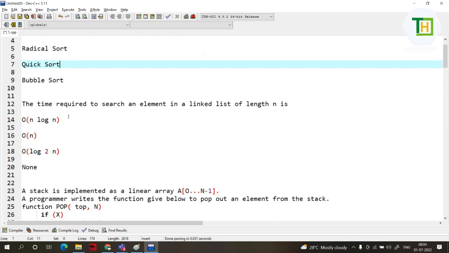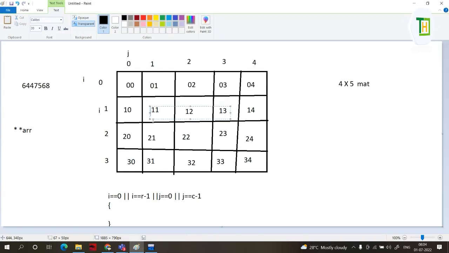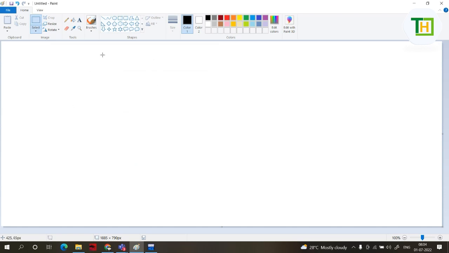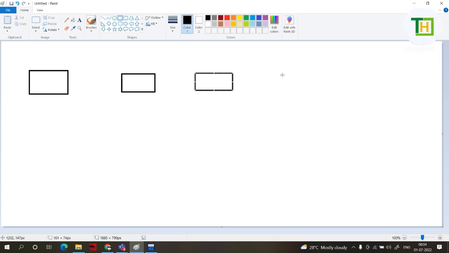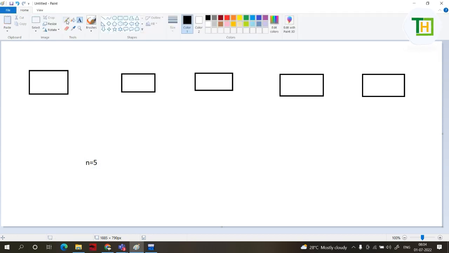And then the next question: the time required to search an element in a linked list of length n is... The linked list is going to be like this. This is one node, this is another node, and so on. For example, n is going to be 5 here.